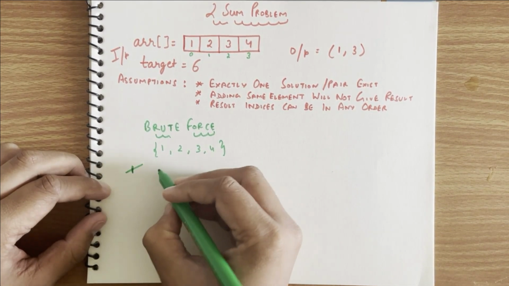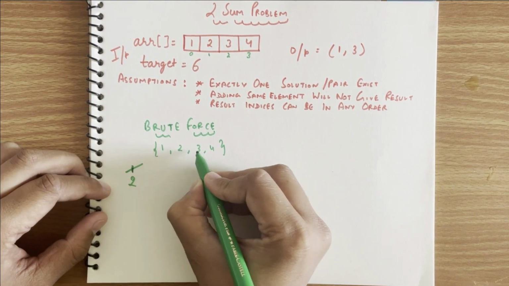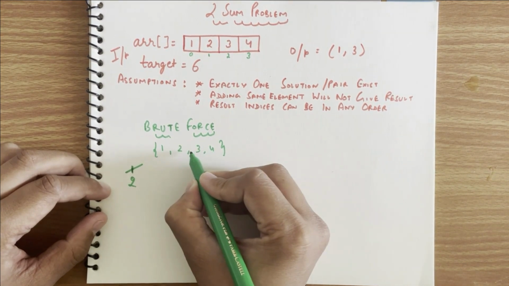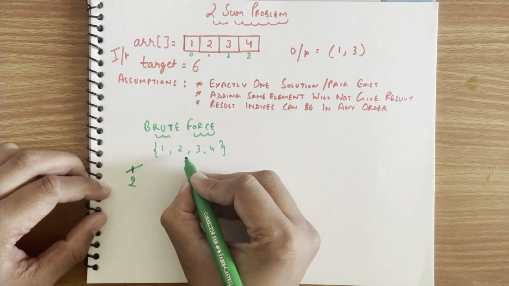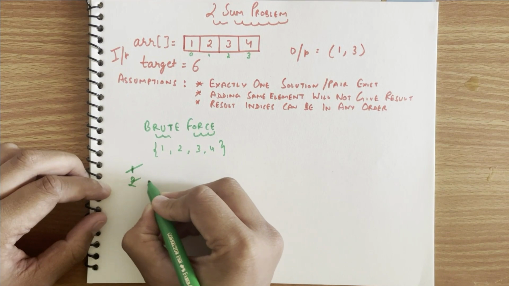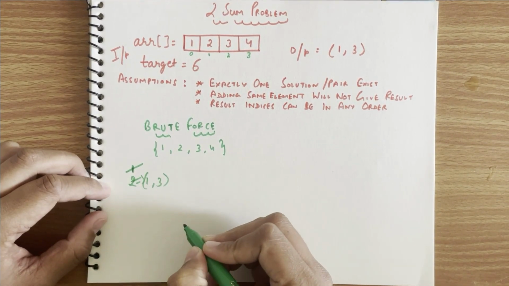So 1 is cancelled. Let's move forward to the second element. With the second element, we check again: 3 plus 2 is not equal to the target, which is 6. 4 plus 2, however, is equal to the target. So we simply return the indexes, that is the index of 2 and the index of 4, which are 1 and 3. So this results in the output.